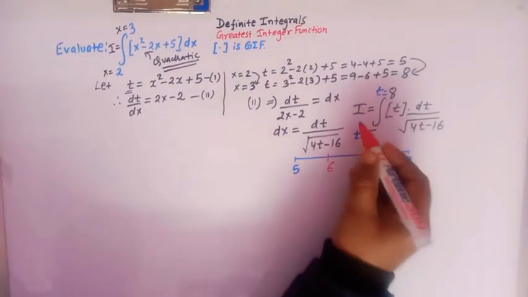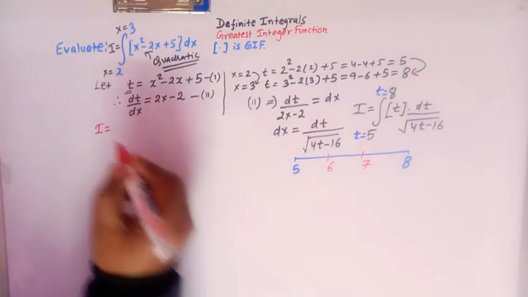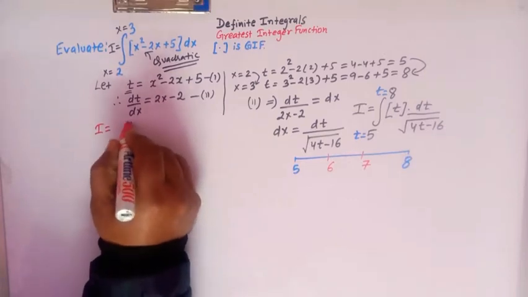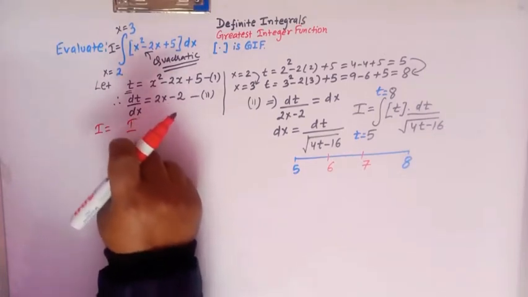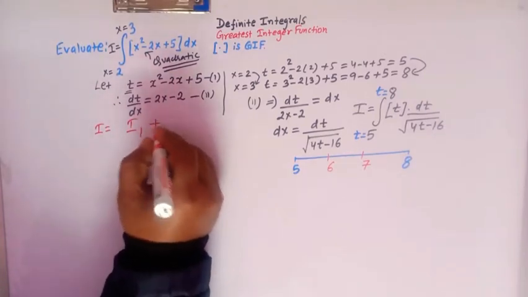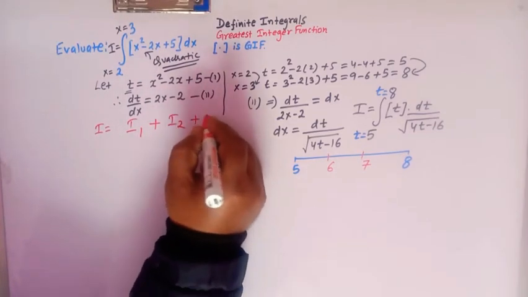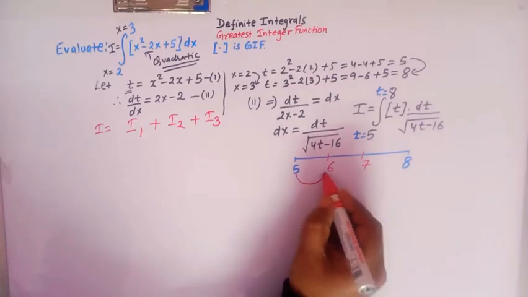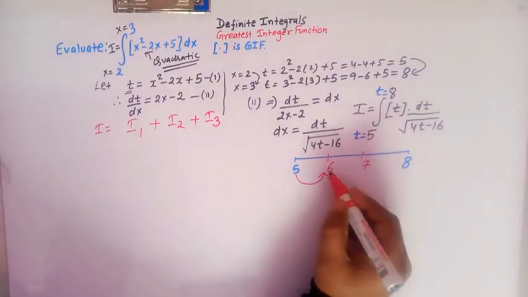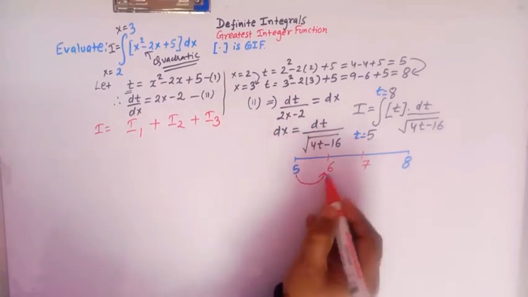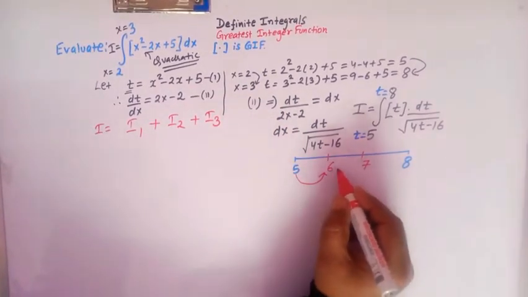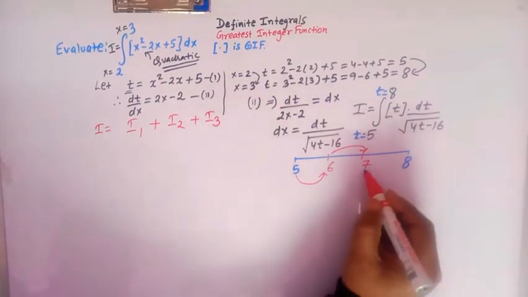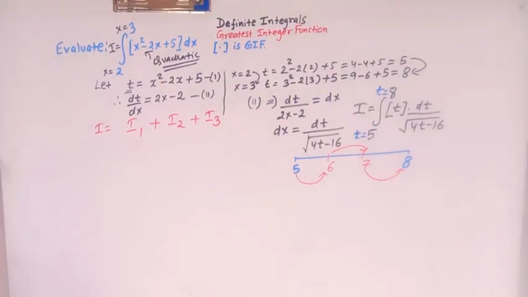So what we will do now, we'll break this integral as a sum of 3 integrals, right? So we can write it as I1 plus I2 plus I3, right? I1 is from 5 to 6, I2 is from 6 to 7, and I3 is from 7 to 8, right?